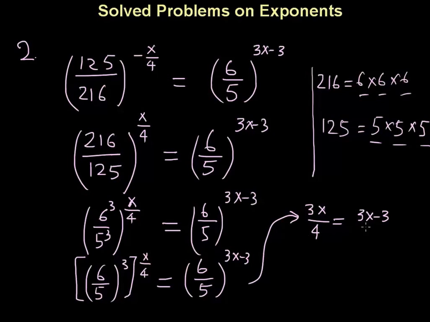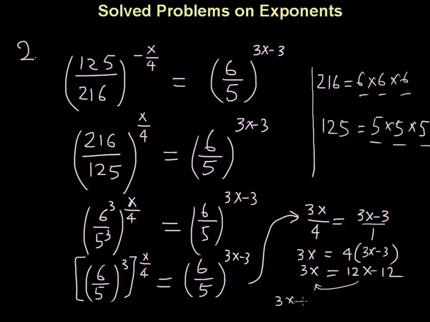We can cross multiply. This is actually upon 1. So 3x is equal to 4 into 3x minus 3. And that gives you 3x equal to 12x minus 12. You can transfer this to this side. So 3x minus 12x is equal to minus 12. So minus 9x equal to minus 12.